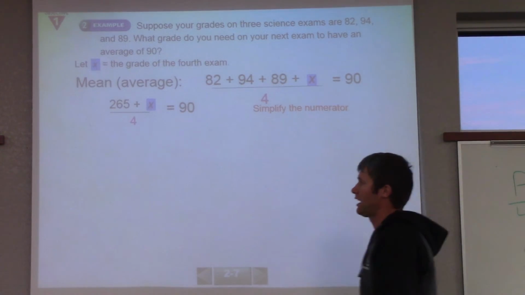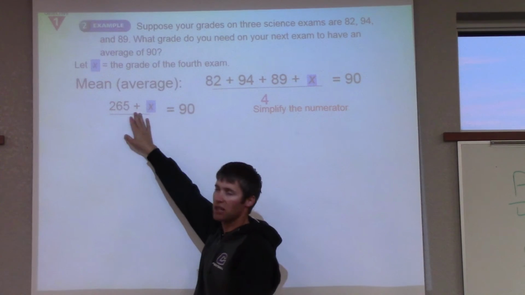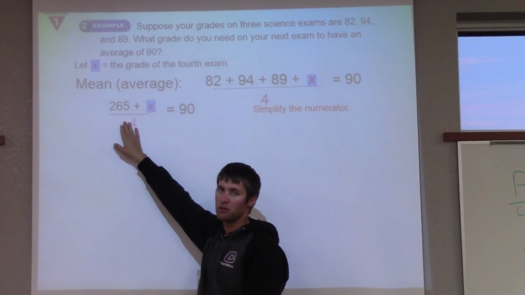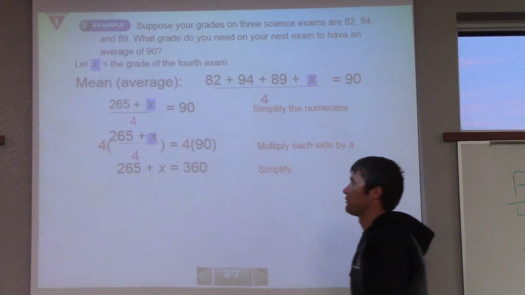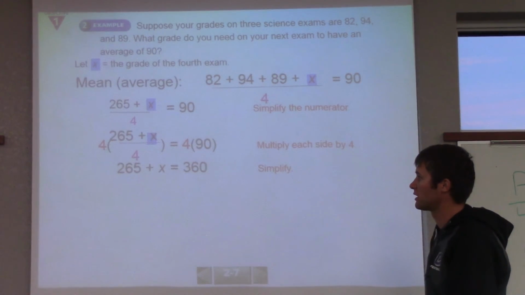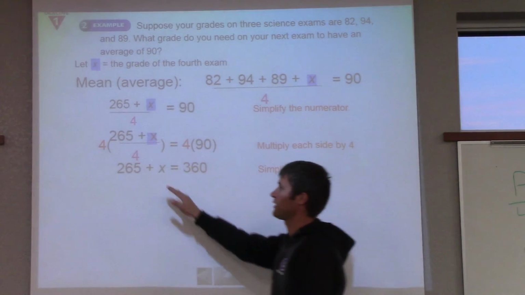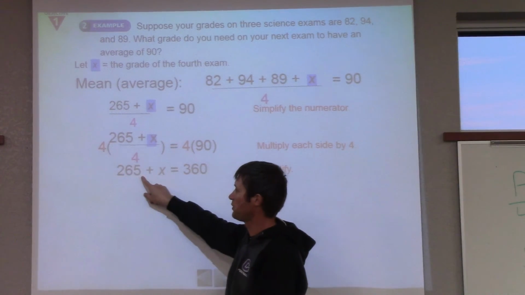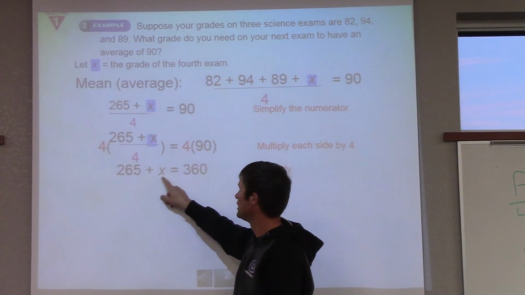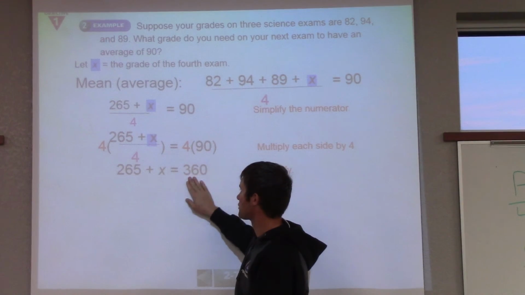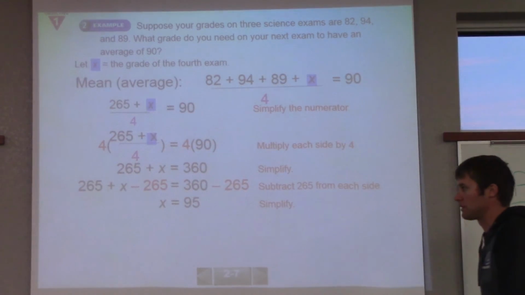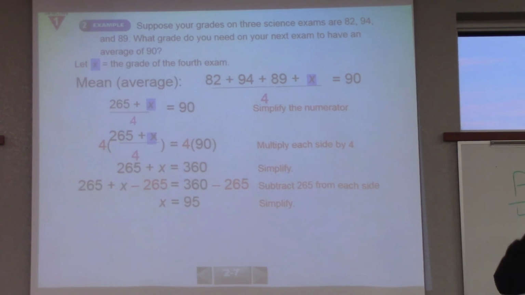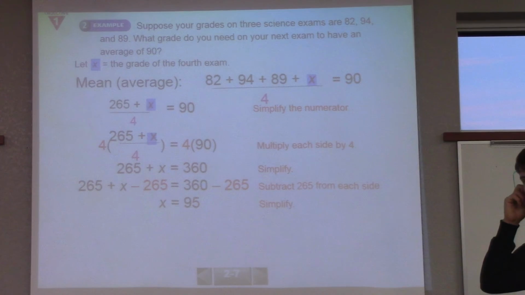265. Now, if I have a number in the denominator, we need to get rid of that. The opposite of dividing by 4 would be multiplying by 4. So we multiply each side by 4. When we do that, the 4 cancels, and you just have 265 plus x equals 4 times 90, which is 360. Subtract 265, which gives me 95. So on my next test, I need to get at least a 95 to get an average of 90.